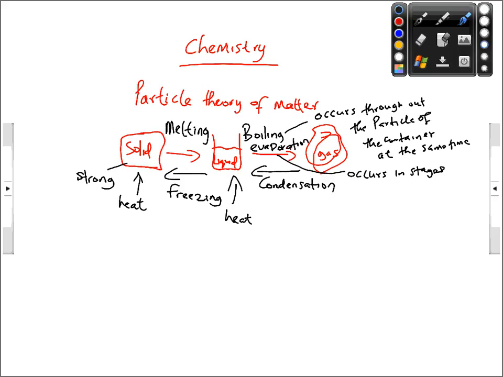Because boiling has a point where it boils, but we don't have a fixed point for evaporation to occur. Evaporation occurs at all temperatures, while boiling has a fixed temperature where it occurs. It occurs at any temperature when we talk about evaporation. So that's the reason we call it evaporation, and the other one boiling.